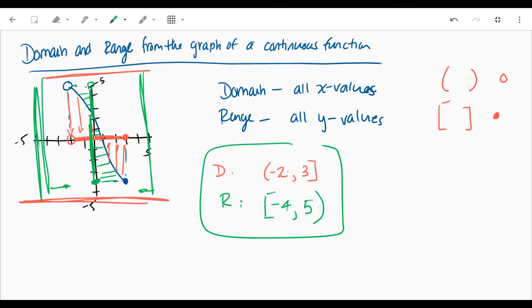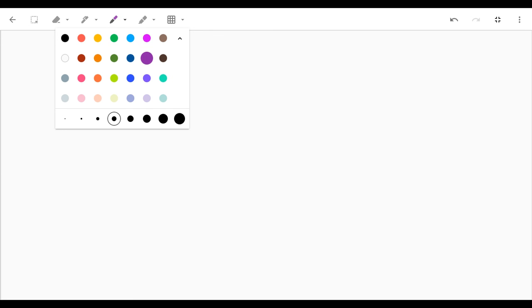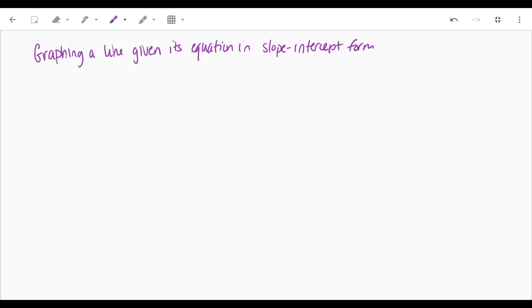I think some of these, again, they repeat, which is fine. You guys are going to cruise through these then if you're repeating ones that you already learned. So graphing a line given its equation in slope-intercept form. And this is with a fractional slope.